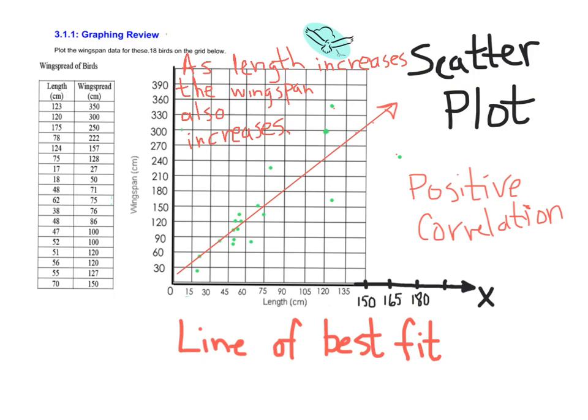And it asks us to describe the relationship between the bird length and the wingspan. So I said, as the length increases, the wingspan also increases. Because as my length is going forward or higher, the wingspan is getting higher. This is a positive correlation. So as the x-axis increases, so does the y-axis.